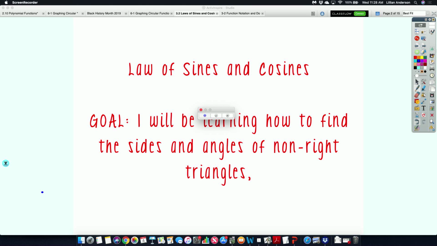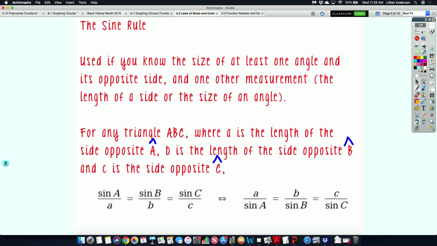All sines and cosines, you guys are going to be learning how to find the sides and angles of non-right triangles. So like your do now that we did today would be a lot easier to use either the law of sines or the law of cosines because that technically was a non-right triangle. Okay? Make sure you're taking smart notes.